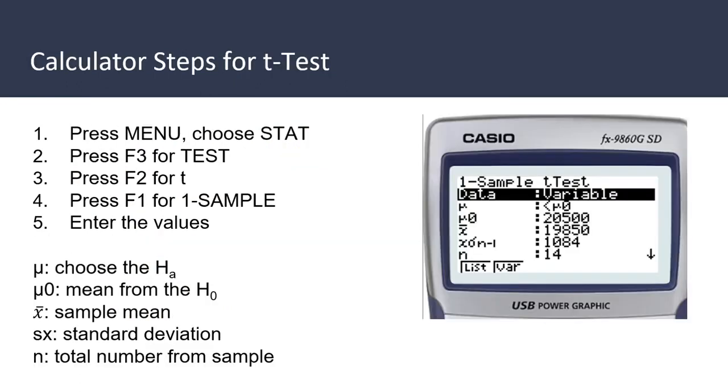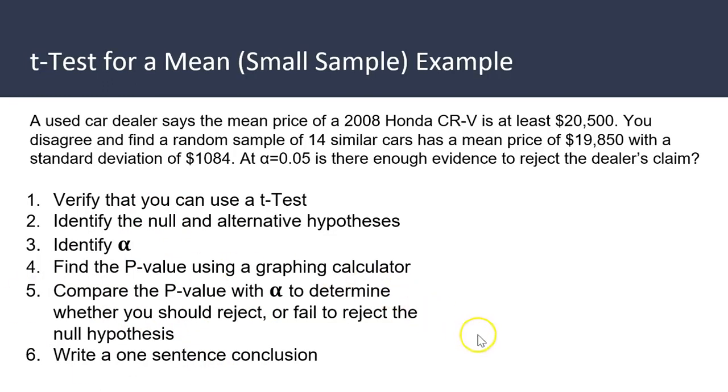And so in the calculator, again, just slightly different buttons. This time we're going to pick F2 for a t-test, one sample, and then here's all the things that we need to enter. We need to enter the alternative hypothesis, the mean, the sample mean, standard deviation, and sample size. So we'll go through this example.